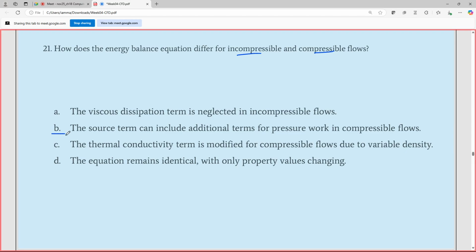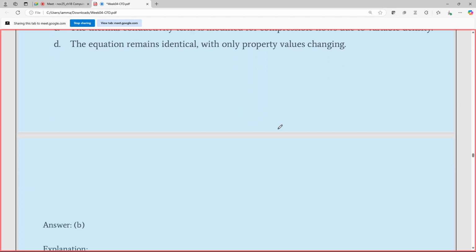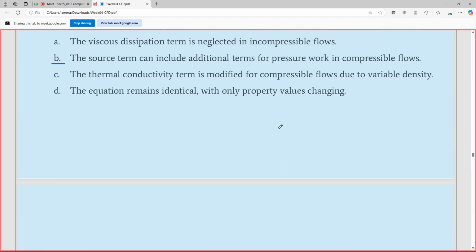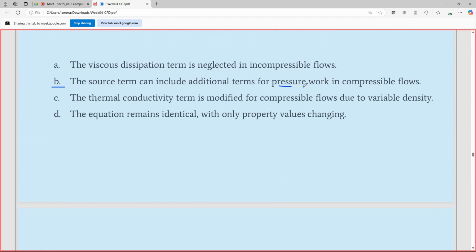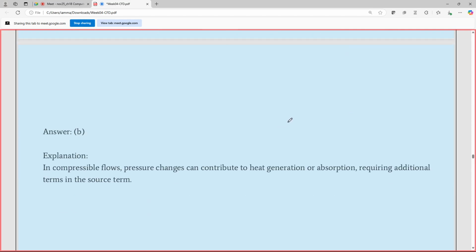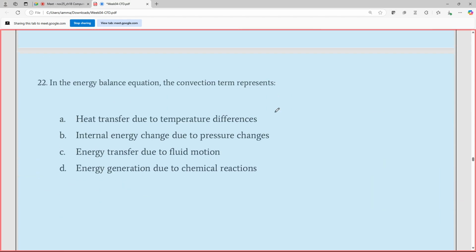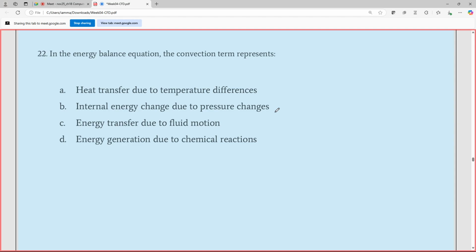Here our answer is option B. The source term can include additional terms for pressure work in compressible flows. Moving on to next question.